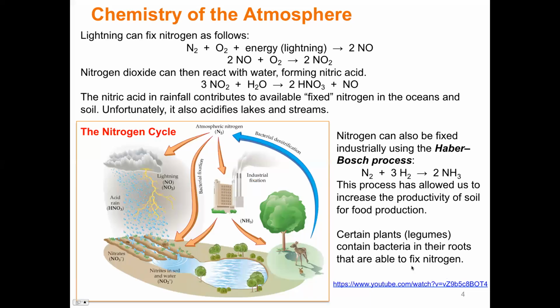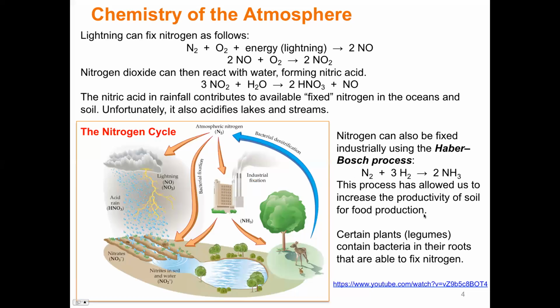There are also plants that have bacteria in their roots, so legumes, for example. They're also able to take nitrogen from the atmosphere and convert it into a form that we can use. So they can fix nitrogen on their own.